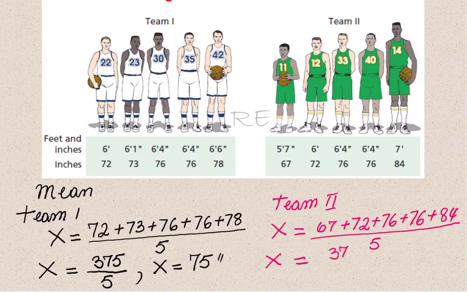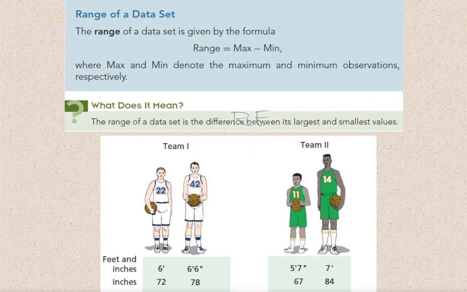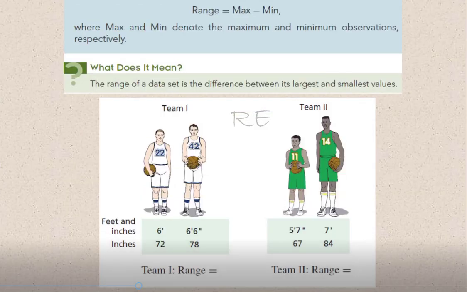As you can see, the mean is not that reliable to describe the variations in the data. We're going to use other statistics to do so. The most basic one will be the range. It's the difference between the maximum and the minimum.